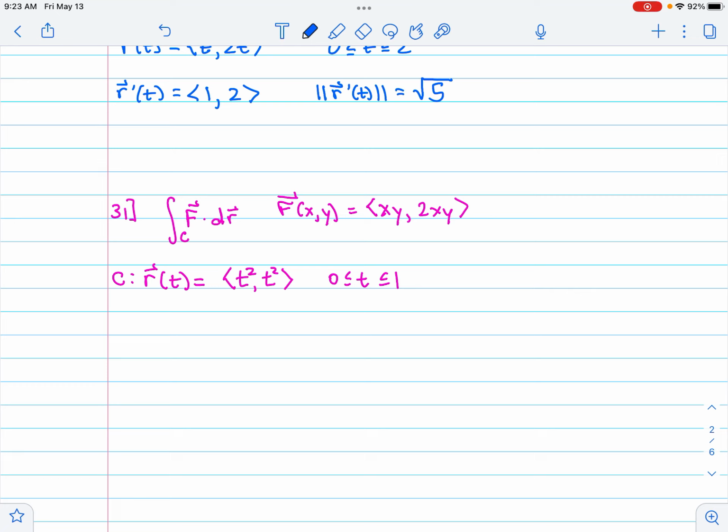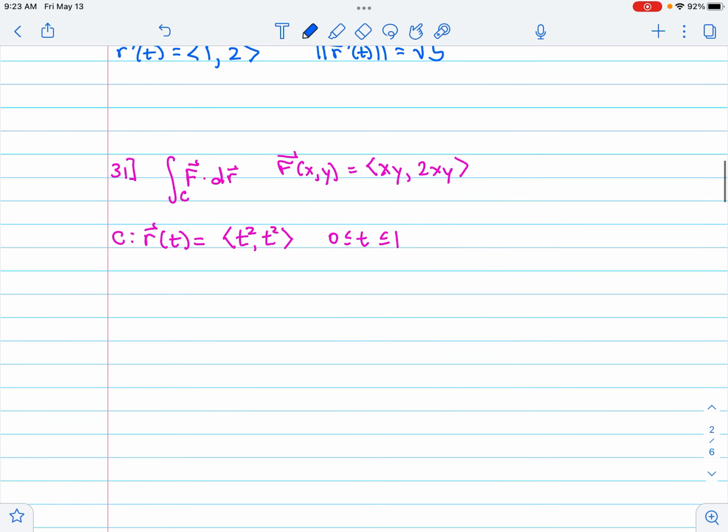Now, let's see what we've got. We've got a curve here. They went ahead and gave us the curve. See? They gave us r of t is equal to t squared, comma t squared, from 0 to 1. Okay, so let's see how this would work. We've got our vector field.